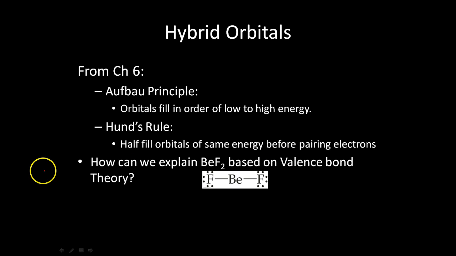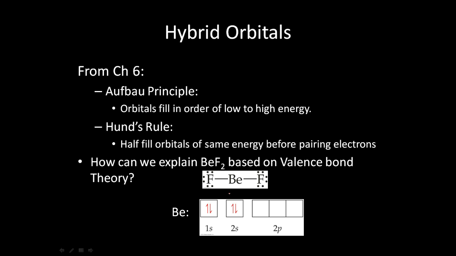One of the things that valence bond theory is not very good at explaining is how something without half-filled orbitals can actually bond. So consider this molecule here, beryllium fluoride. If we looked at the orbital diagram for beryllium, we would see that it has exactly 0 half-filled orbitals. So how does it bond?